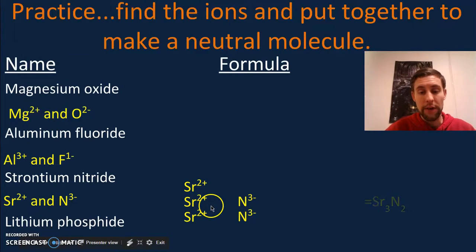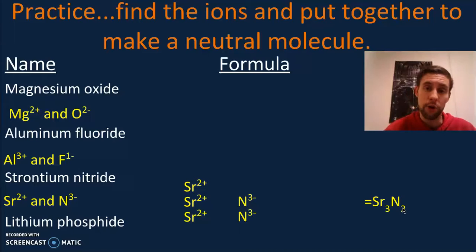So we combine it to say we've got a formula of Sr3 because it took 3 Sr atoms, and 2 nitrogens. There are 2 nitrogens here. The charge won't matter because in the end it cancels out. So there's 3 strontiums denoted by this 3, 2 nitrogens denoted by this 2. So Sr3N2 is strontium nitride's formula.